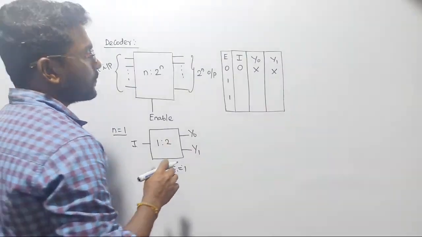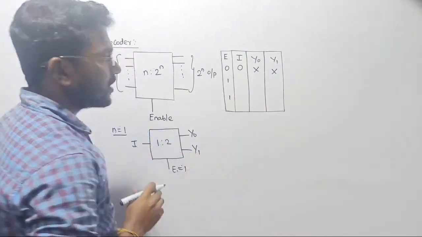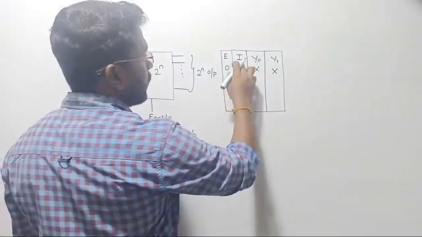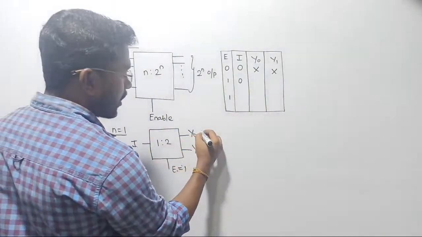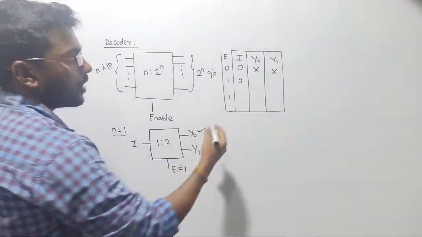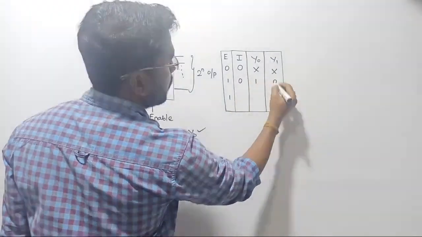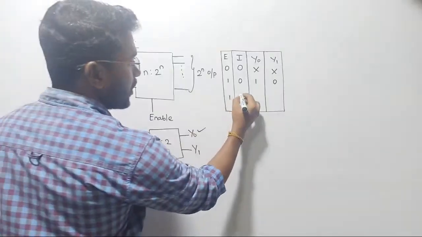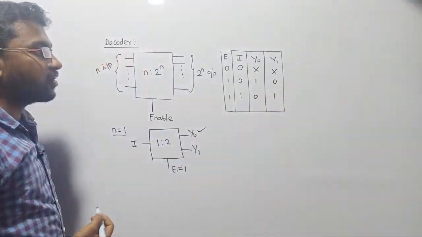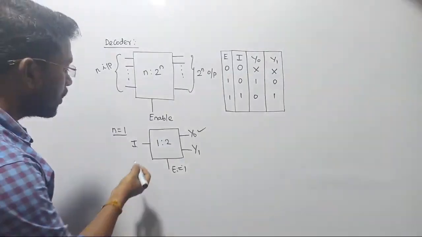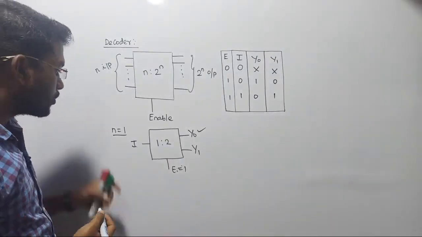So the conclusion is what? Let us discuss the input pin. Now if your input pin is going to be 0, automatically y0 will be enabled, such that y1 is going to be 0. Now when your input pin is going to be 1, automatically y1 will be enabled, and y0 is going to be 0. That is the truth table for your 1:2 decoder.